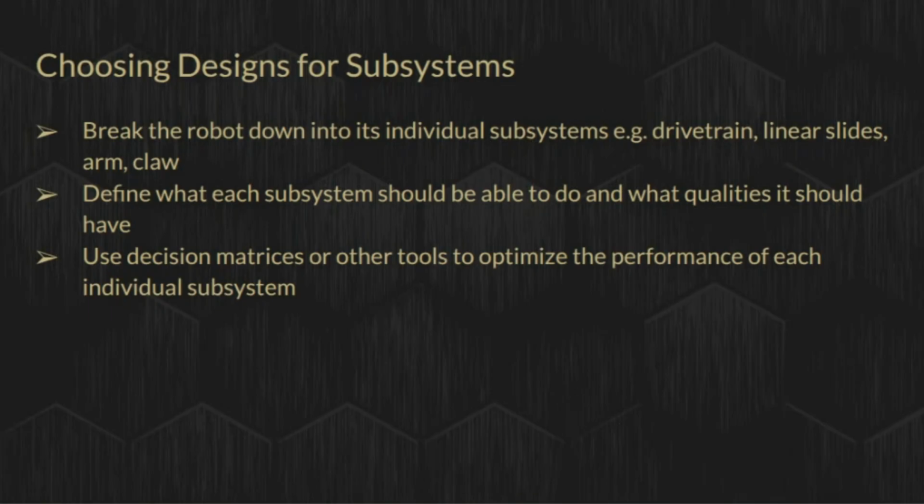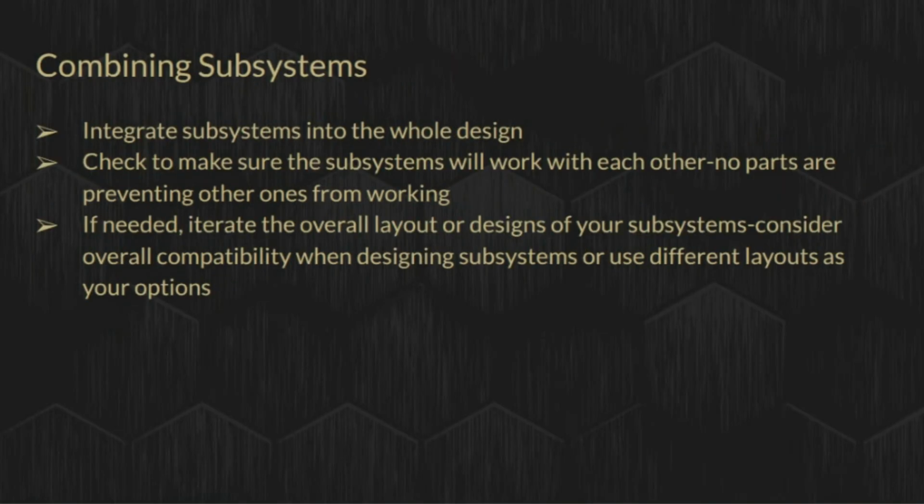Now that you have those attributes, you can use the decision matrix, or you could also use other tools to individually optimize each subsystem. Once you've optimized each subsystem individually, they need to be integrated into the complete design of your robot. The most important thing to do here is to make sure that all the subsystems will work with each other, so they're not interfering with each other. No part of one subsystem is blocking another one from moving to complete its task.